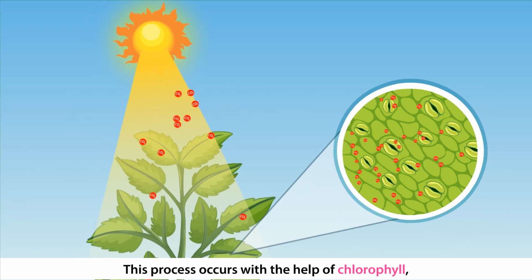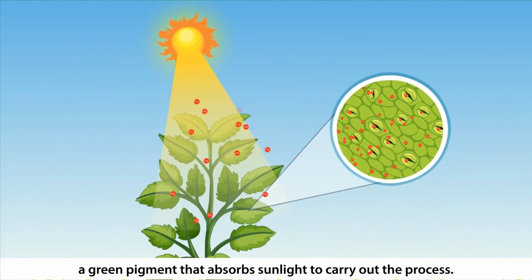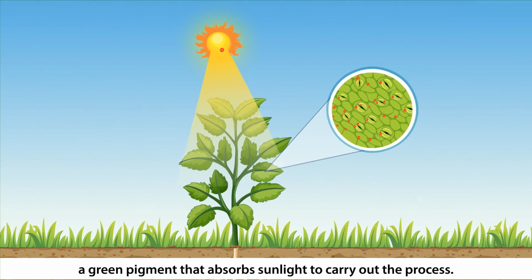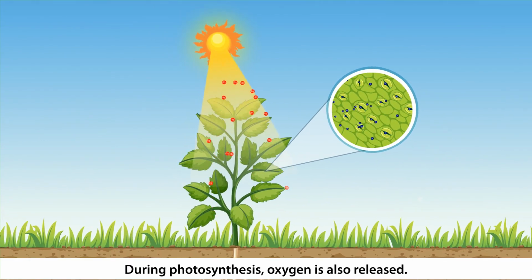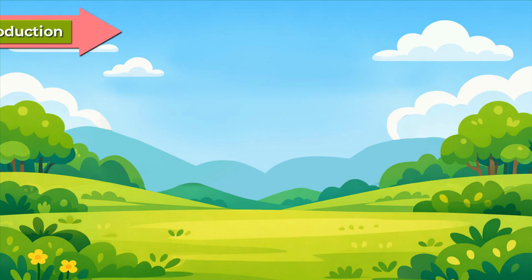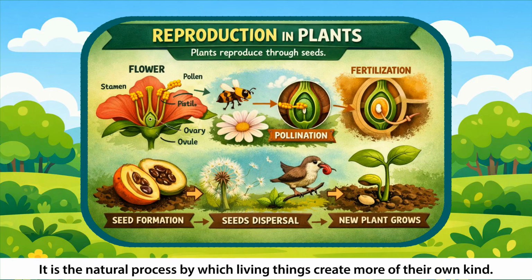This process occurs with the help of chlorophyll, a green pigment that absorbs sunlight to carry out the process. During photosynthesis, oxygen is also released. Reproduction. It is the natural process by which living things create more of their own kind.